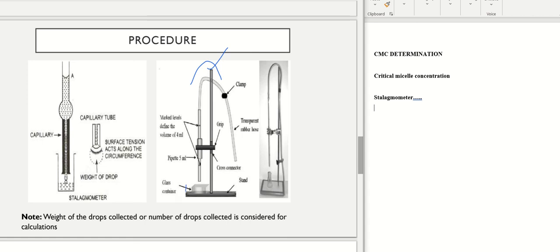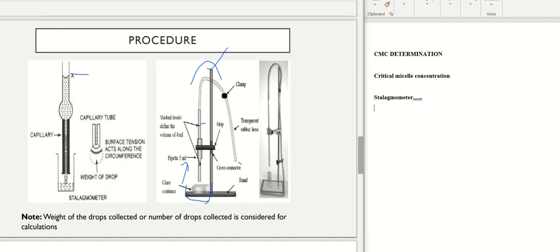In this container, we'll be taking our surfactant solution, of which we need to determine the CMC. We'll be pipetting in the solution through this tube till the liquid reaches the upper mark.